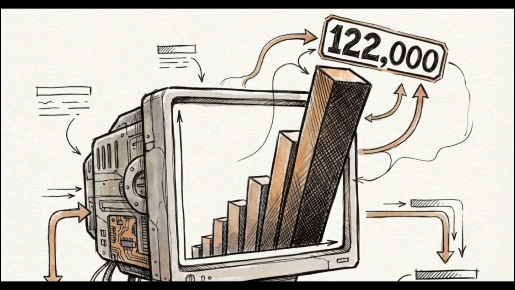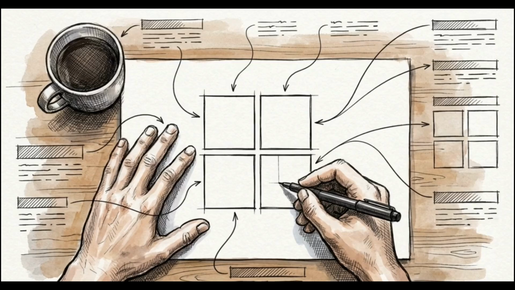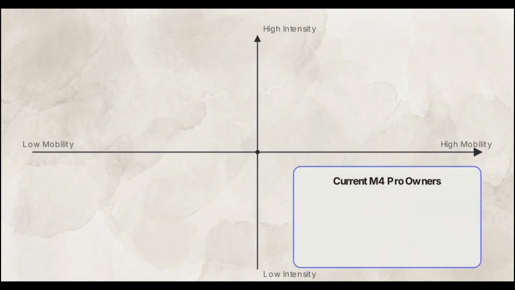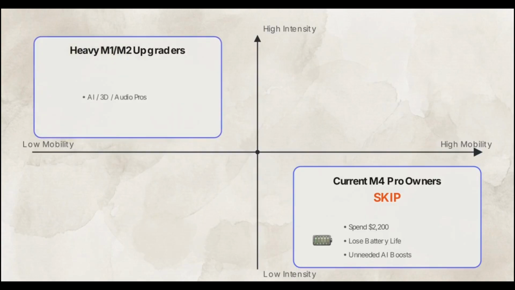Because of these trade-offs, you should ignore the top-level benchmark scores and focus on a specific decision framework based on your actual daily workload. This quadrant chart evaluates the machine based on your software intensity and your need for battery mobility. For current M4 Pro owners, the data point lands firmly in the skip category. It is not worth spending $2,200 to lose battery life for AI boosts that are likely unnecessary for your current projects.